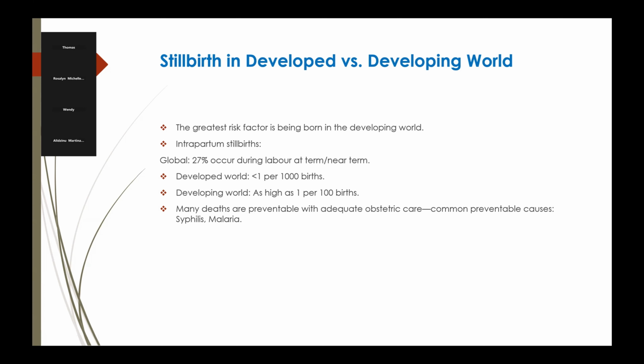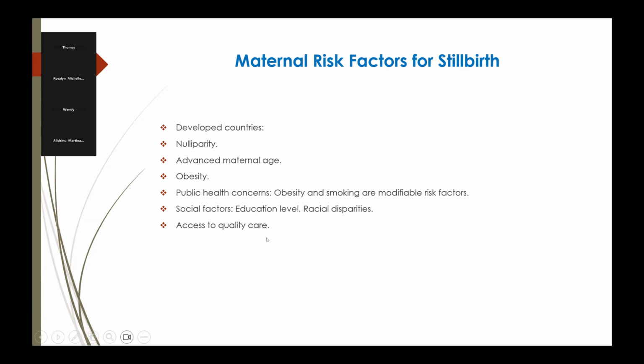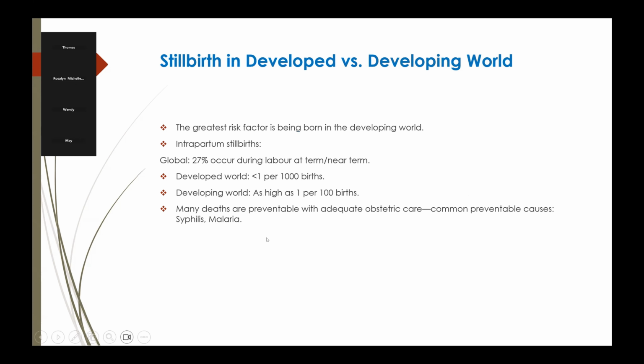If you look at the data and statistics, in developed countries, it is less than 1 stillbirth per 1,000 deliveries. However, if you come to our part of the world, it's 1 in 100, which means 10 in 1,000. That is a very big gap. Many deaths are preventable with adequate obstetric care. In sub-Saharan Africa, you have malaria, syphilis, HIV. So if prevention is well managed, then you can help to reduce the incidence of stillbirths.